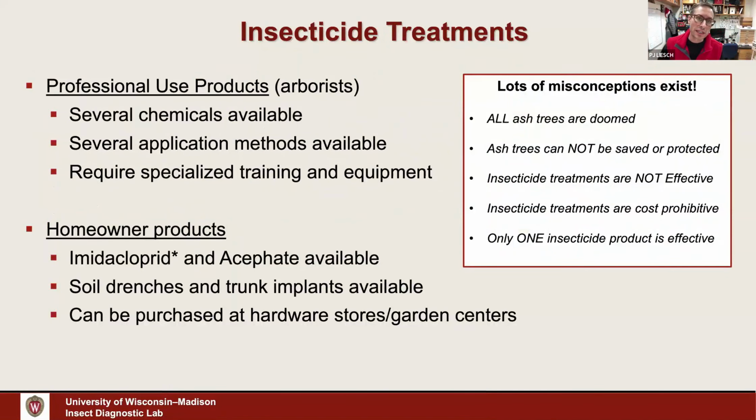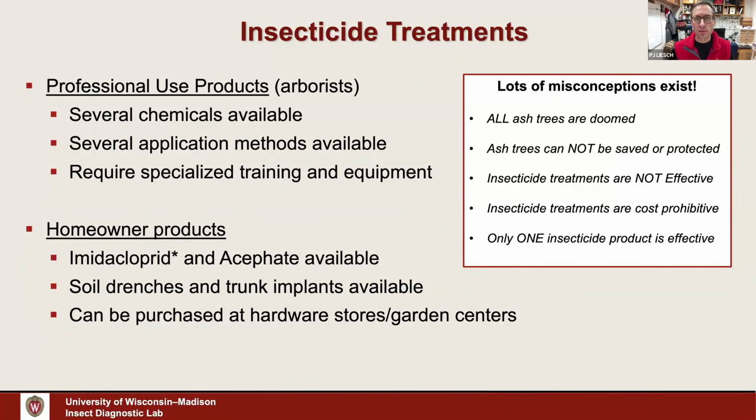Otherwise, mostly what we're dealing with is removing trees. We're dealing a lot with insecticide treatments. There are two main categories of treatments. There are products for arborists and tree care professionals. They've got a bunch of options. I'll talk you through these. They've got a bunch of techniques and equipment that they can use, but sometimes this requires specialized training. And some of these treatments can be expensive.